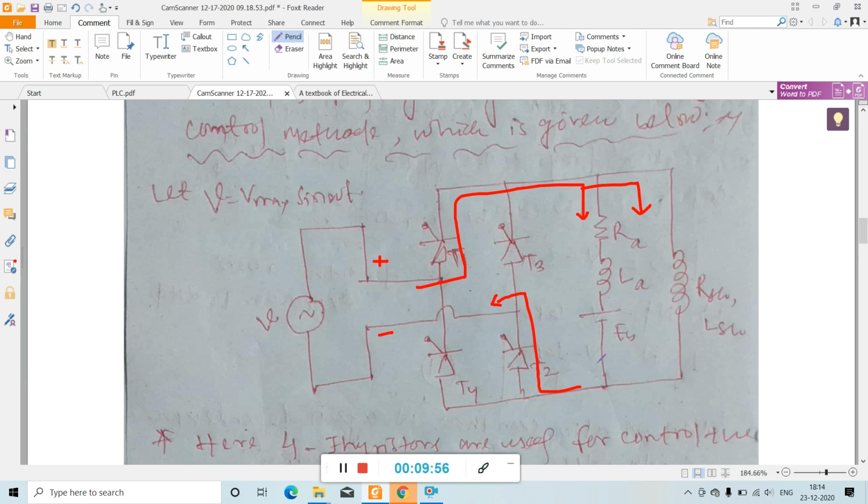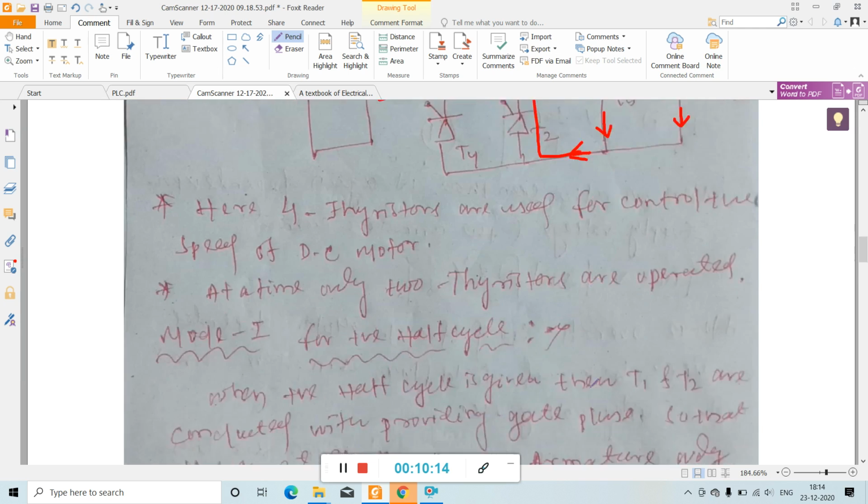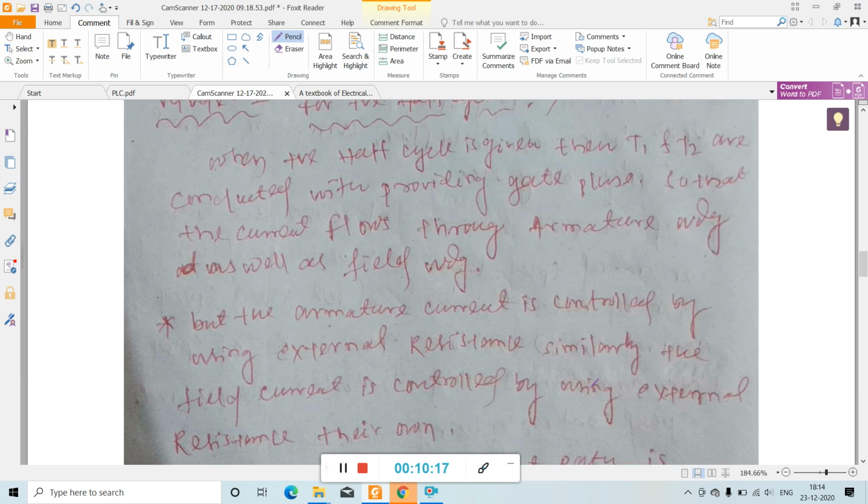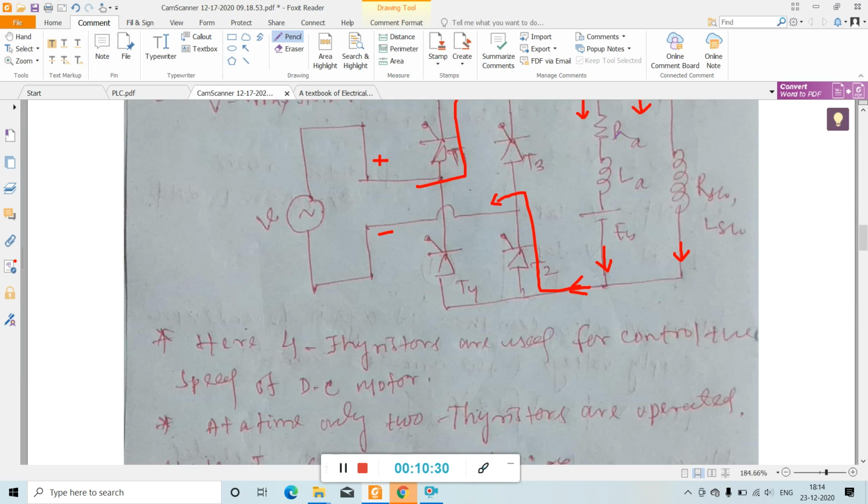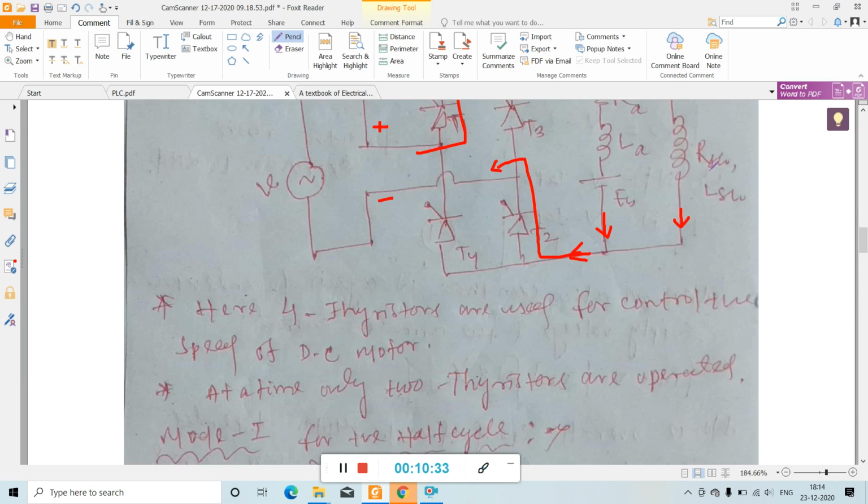Okay, so you get one current here and one current here. This total current goes out and reaches here. So this is your current conduction path. Okay, so see what happens. In the positive half cycle, thyristors T1, T2 conduct when gate pulses are provided simultaneously, so that the current flows through the armature winding as well as the field winding. This is the armature winding, this is the field winding.